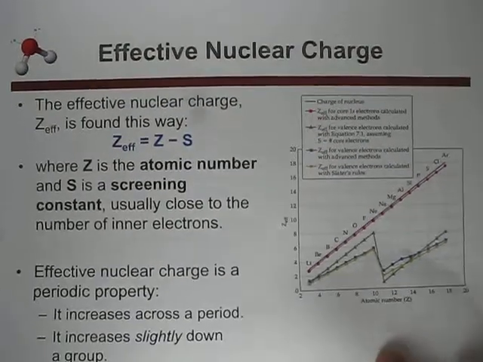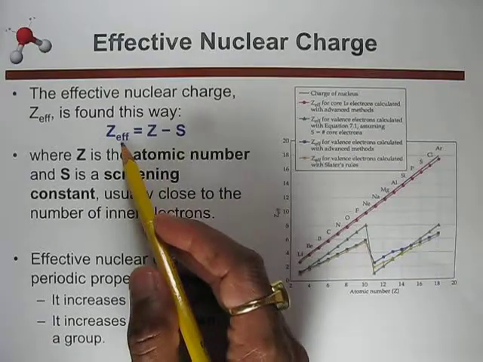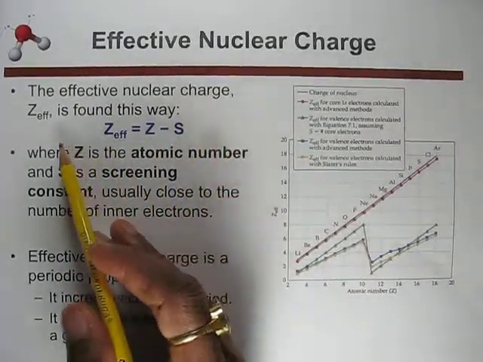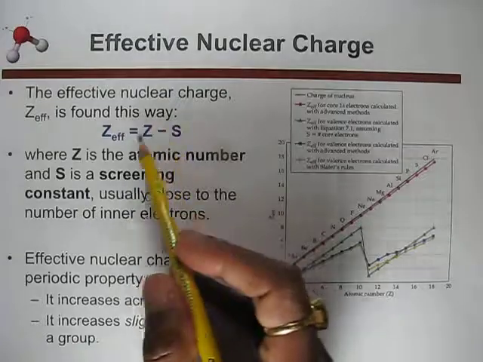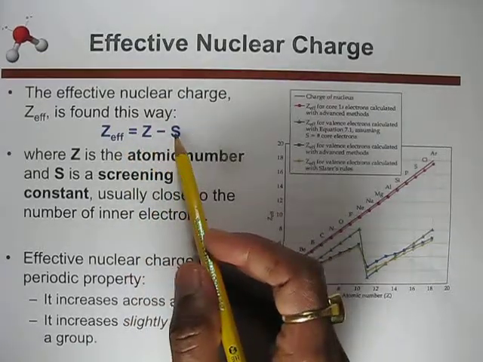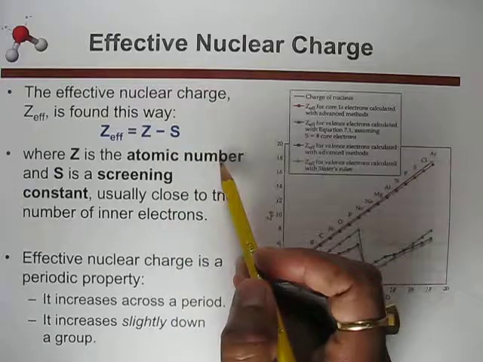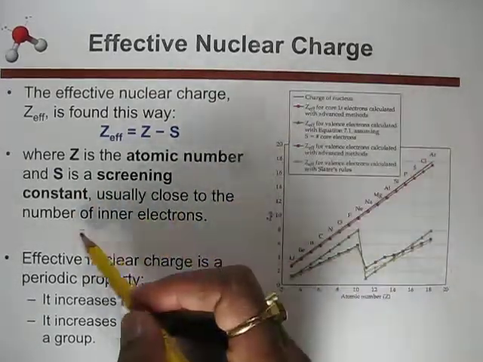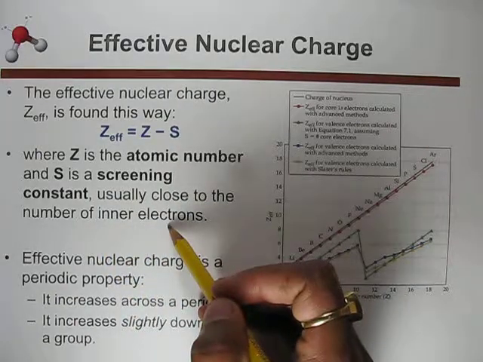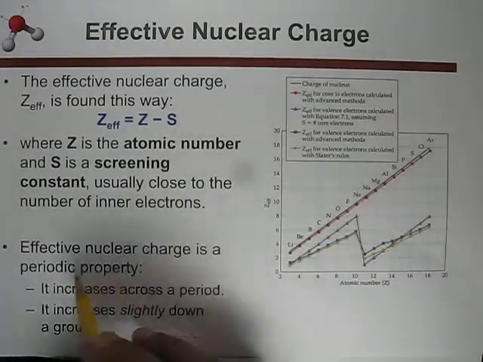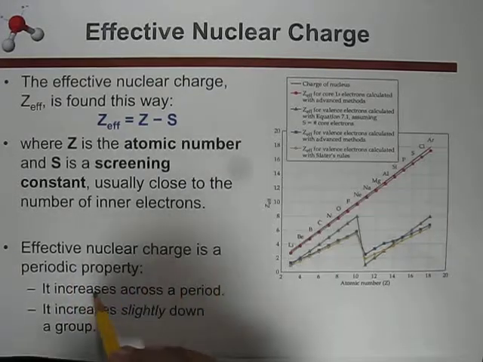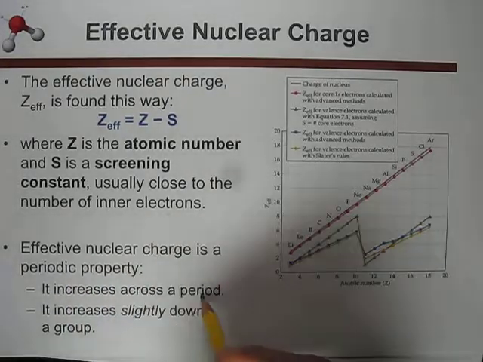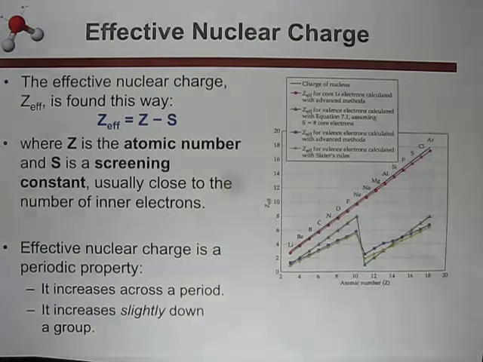And this effective nuclear charge is represented by Z effective. Z effective is found this way: Z effective is equal to Z minus S, where Z is the atomic number and S is a screening constant, usually close to the number of inner electrons. And effective nuclear charge is a periodic property. It increases across the period and it increases slightly down the group.